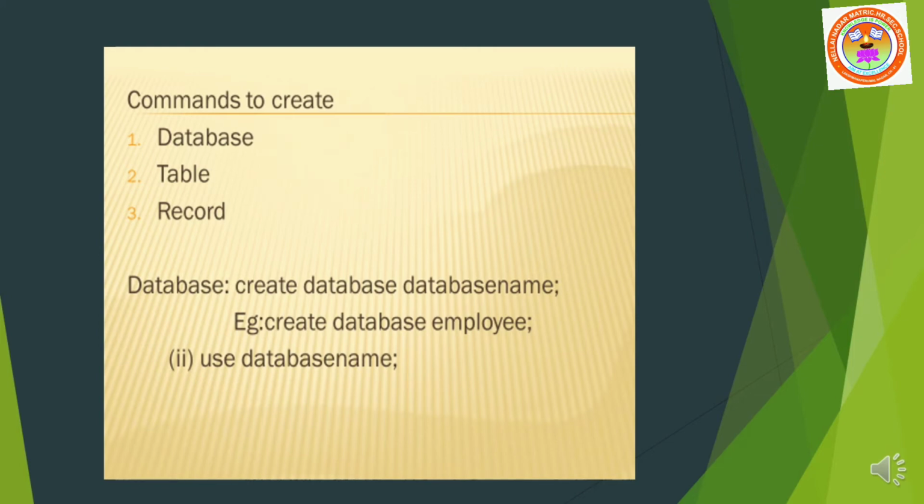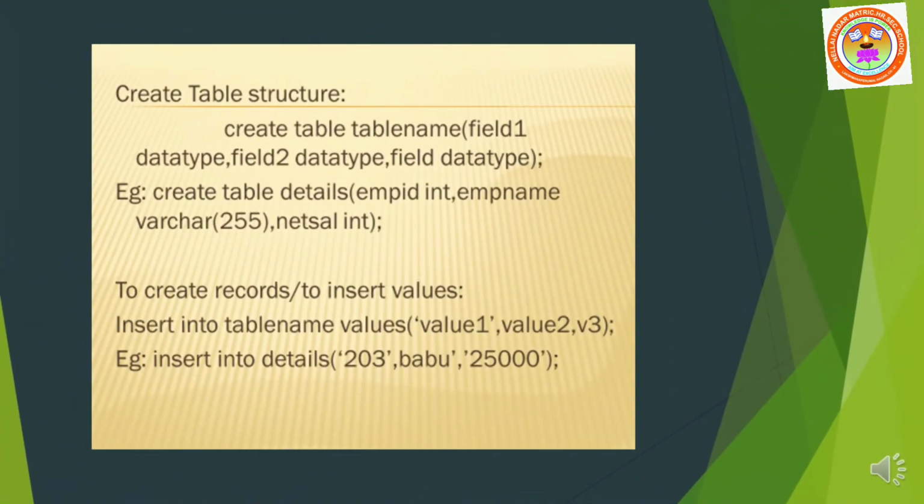That database name should be used here. Then only you can create. How to create table structure? Table structure, definitely each and every table will have multiple fields. For those fields, you have to fix the data type. So for the first field, you have to fix the data type, comma, second field, data type, comma, field 3 data type. Like that, it goes on.